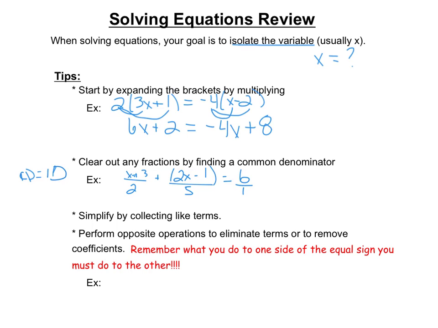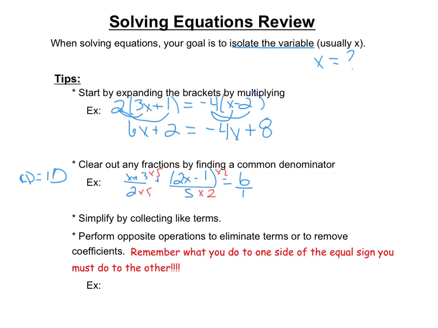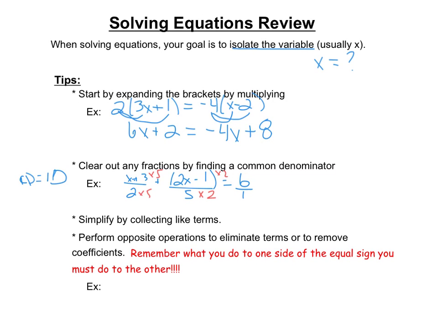So what do I need to multiply the 2 by to get 10? Well, that would be 5. So we're going to multiply the 2 by 5, and if we do that to the bottom, we have to do it to the top. Over here, this 5, well, we'll multiply by 2, same thing on top. And the 1, what do we need to multiply to make it 10? Well, that would be 10. So we're going to multiply the 1 by 10, and on top as well. So that will give us, I'm just going to write it over here because I've run out of room.